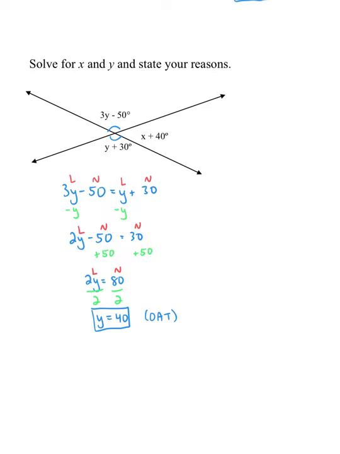So now that I know the value for y, I can actually find each angle. So I'm going to substitute in 3 times 40 minus 50 is 120 minus 50, or 70 degrees. And the bottom angle, 40 plus 30, is also 70 degrees. So they are equal to each other with that value of 40. So now I'm going to use the 70 degrees and this x plus 40, and I'm going to use the supplementary angle theorem to say that 70 plus x plus 40 added together is equal to 180 degrees.